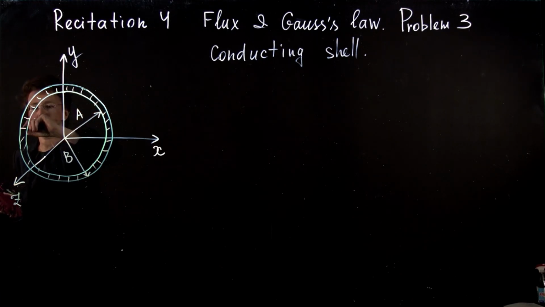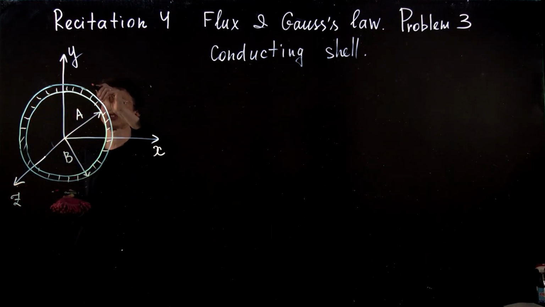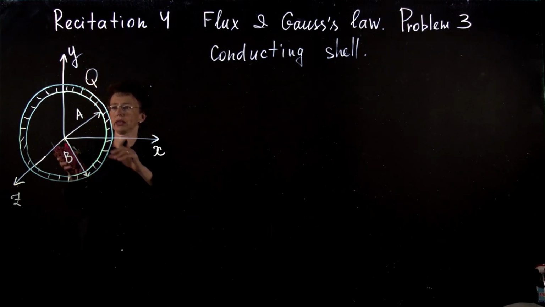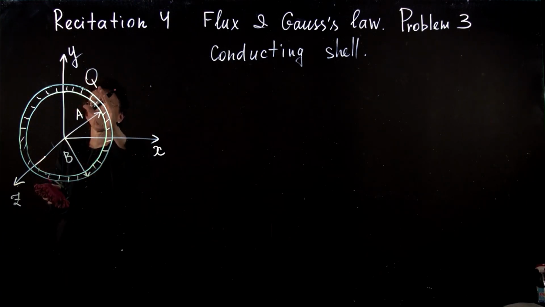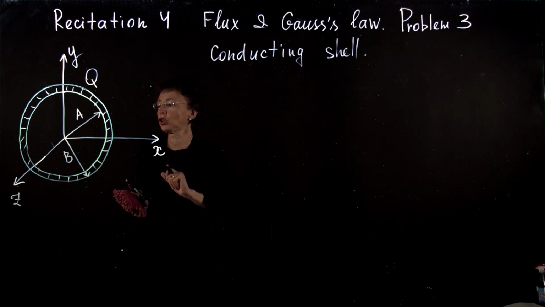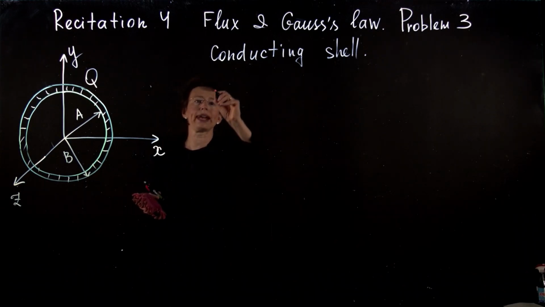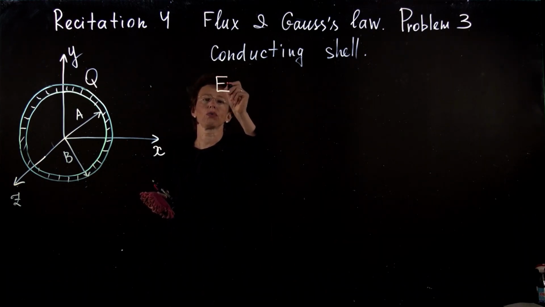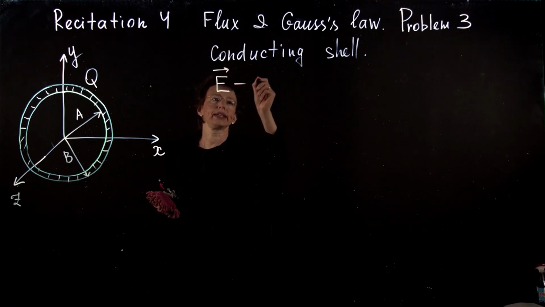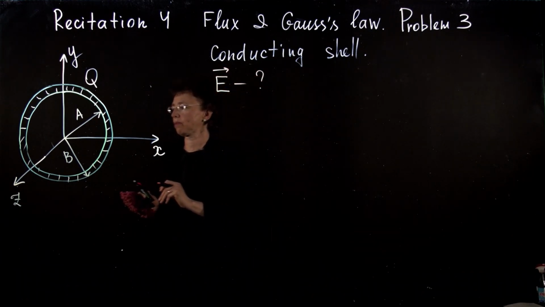And this spherical shell is charged with charge Q. And as we know, if we charge metal, the charge is on the surface. So this spherical shell is charged with a given charge Q. We are looking for the electric field everywhere. Find the electric field everywhere.